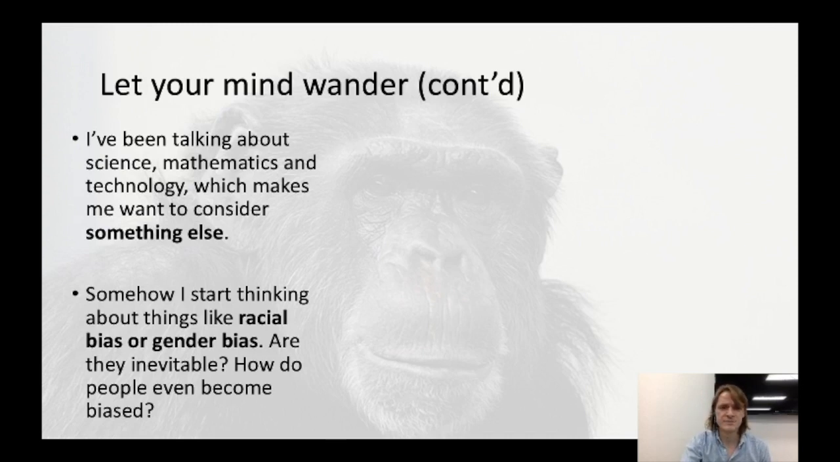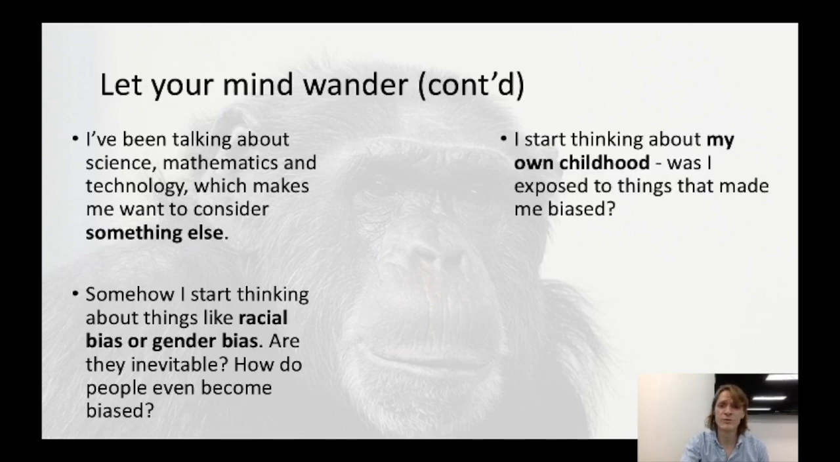Are they inevitable, I ask myself, and how do people even become biased in those particular ways? Are there ways in which we can realize and become aware of our own biases? I start thinking about my own childhood. Was I exposed to things that made me biased? Am I racially biased right now? If I am, how do I understand that? And if I am, where did it come from? Was my childhood responsible? What exactly in my childhood was responsible for my racial bias?